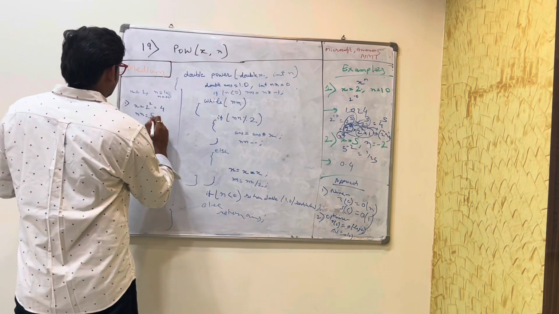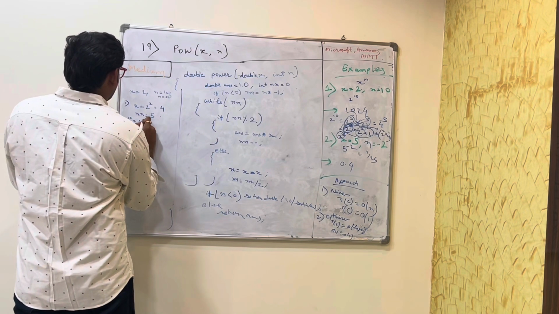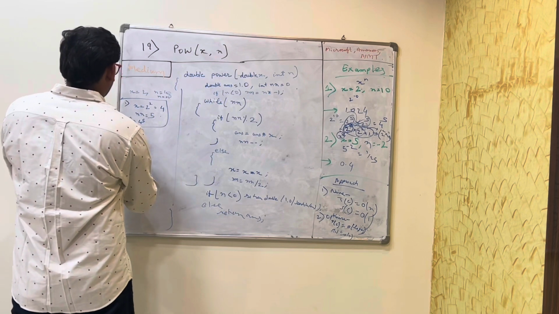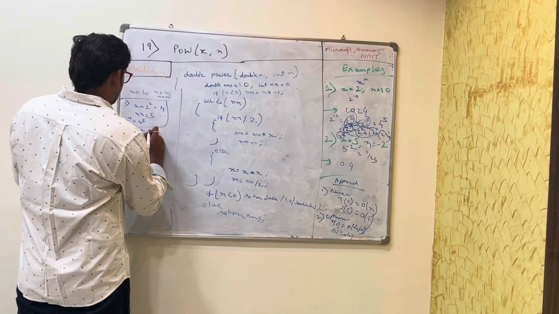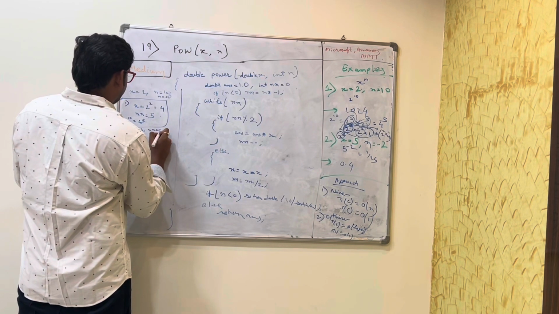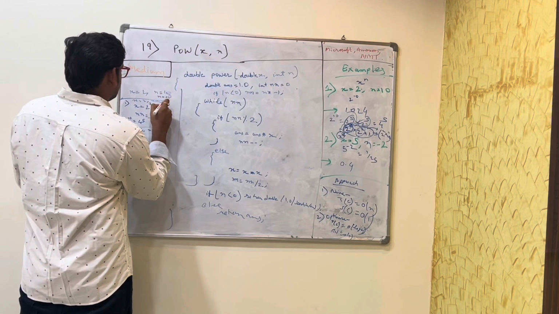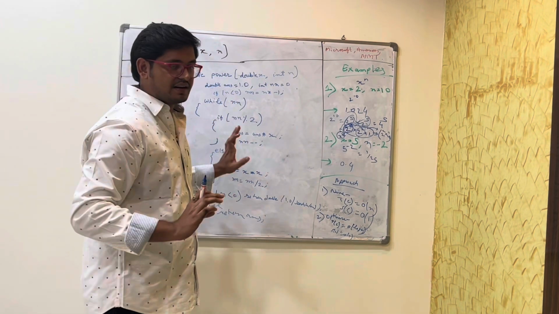This means that 2 to the power 10 is equal to 4 to the power 5. This is the first case. Second, now what happens? x becomes 4 and our n is 5. x was 2 and n was 10 over here.